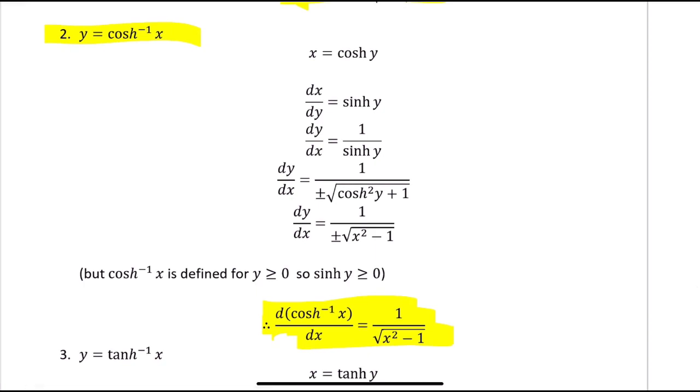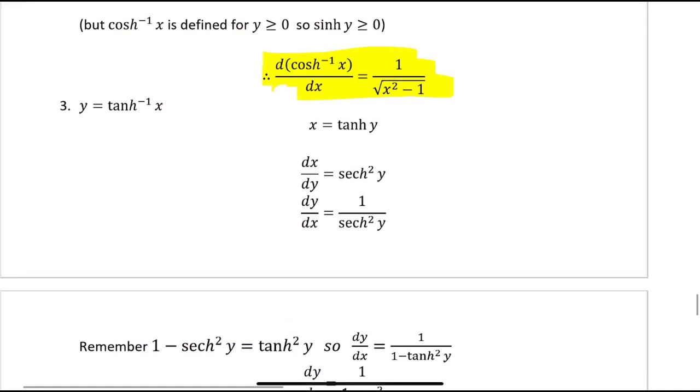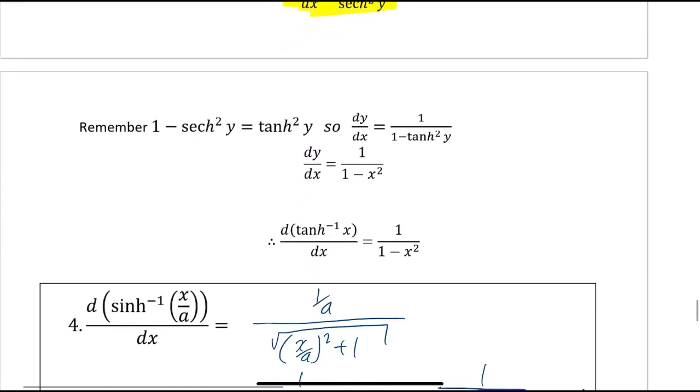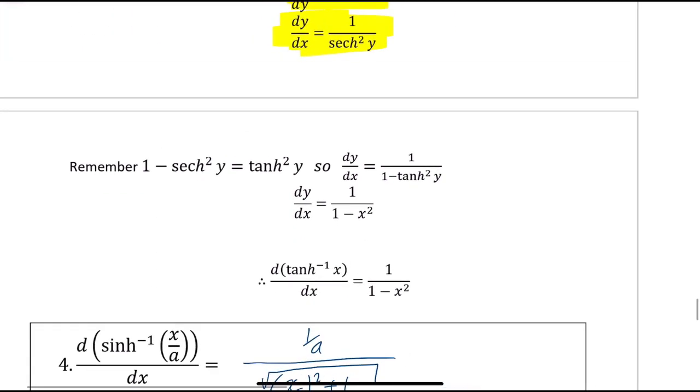Similar idea. And your inverse hyperbolic tan, again, make x this thing, and dx by dy, you'll get hyperbolic sec squared. So dy by dx is equal to 1 over hyperbolic sec squared. So convert your hyperbolic sec squared to 1 minus hyperbolic tan squared, using that identity, so dy by dx is 1 over 1 minus x squared. So that is what you get.